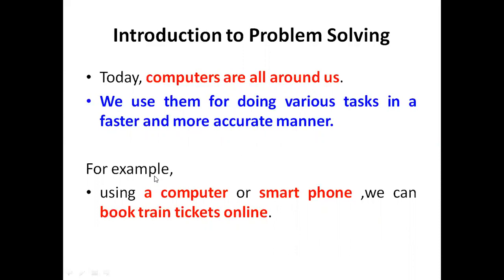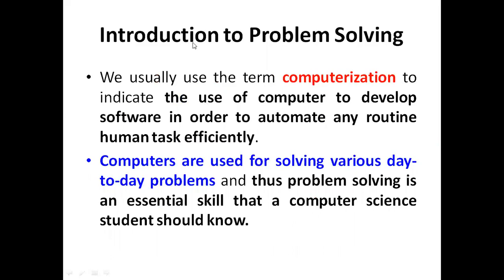What are examples of problem solving? The examples we have indicated here are a computer, a smartphone, and booking a train ticket online. These are the examples of problem solving. And what is meant by problem solving? Here, computerization: we need to make our activity computerized. What is meant by computerization? It means the use of the computer to develop software in order to automate any routine human task efficiently.